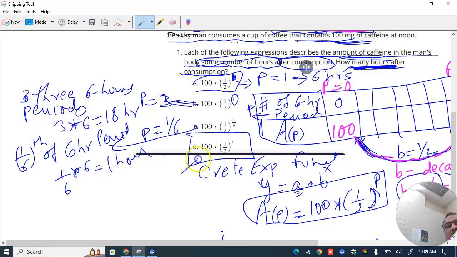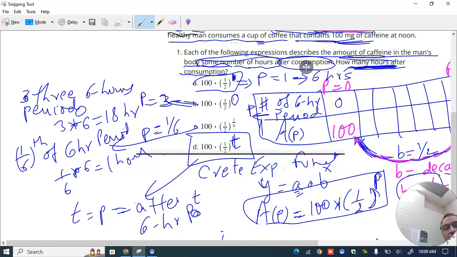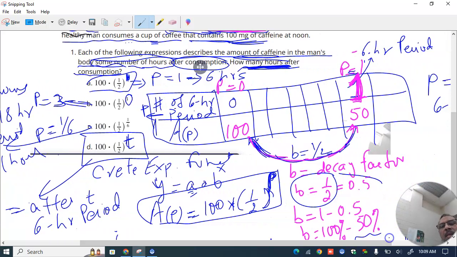And the last one is directly given. Instead of P, I think they already give you T hours. So in this case, T is the same as P, the amount of caffeine after T six-hour periods. It doesn't tell you what number it is. So T stands for P, which I think I should have taken as T, but I hope it makes sense. Okay, that takes care of this question to understand.